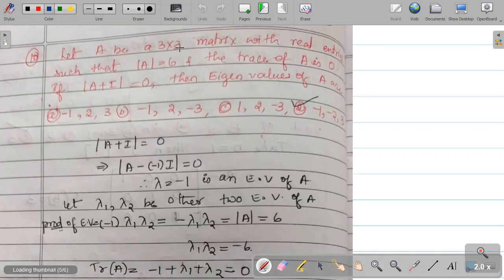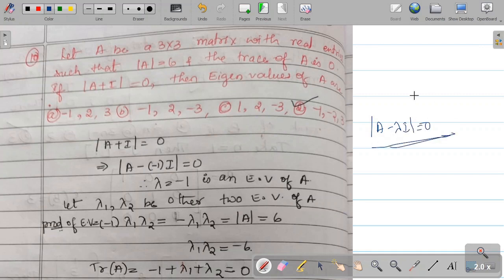Last question. Let A be a 3 by 3 matrix with real entries such that determinant of A is 6, the trace of A is 0, determinant of A plus I equal to 0, then eigenvalues of A are. So given determinant of A plus I equal to 0, I can reframe it as determinant of A minus of minus 1 into I equal to 0. So this is the characteristic equation of the matrix A.